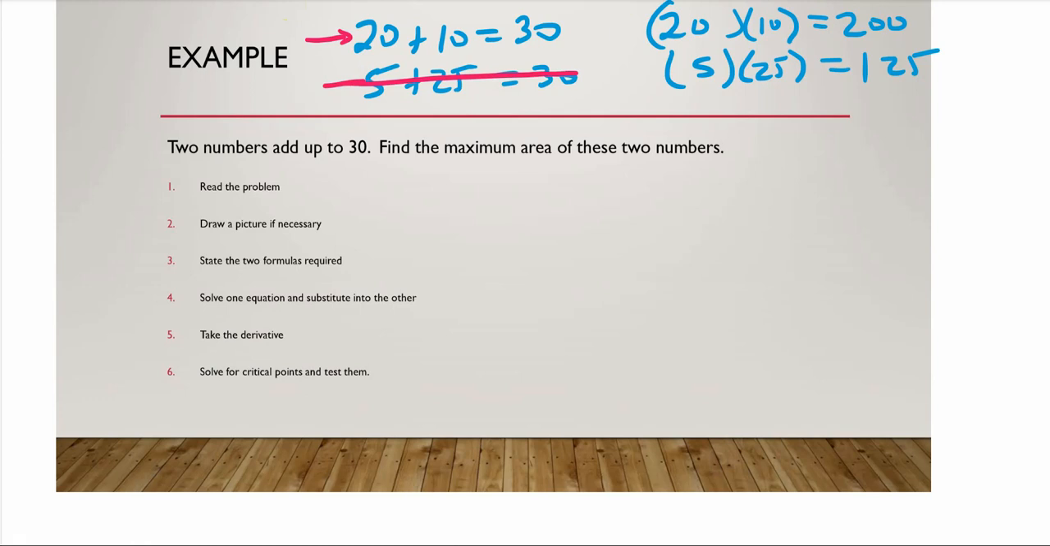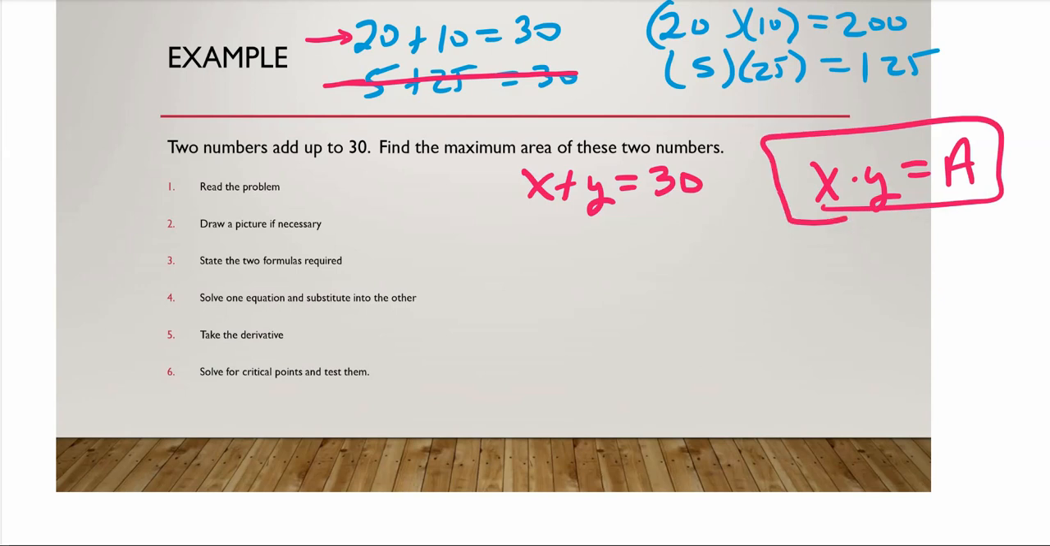Okay. So what are the two formulas? I don't know what the two numbers are going to be. So my first one is going to be x plus y equals 30. And then we need another equation. The other equation is going to be x times y, and this is my area. This is the one that we're going to maximize because we were asked to find the maximum. Now remember from calculus, in order to find maximums and minimums, I need to take the derivative. So I'm going to be taking the derivative of this equation. This is the one that I want, but it has two variables, x and y. And what I want is it in terms of one variable.